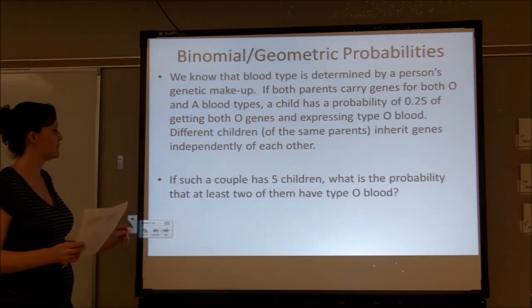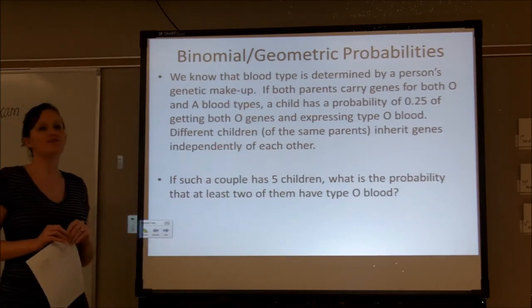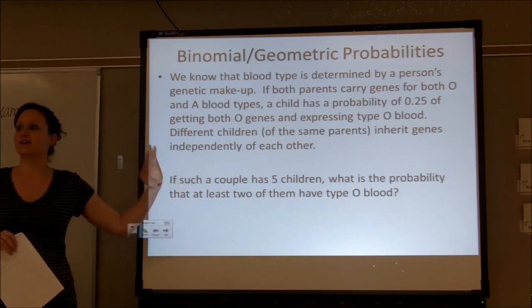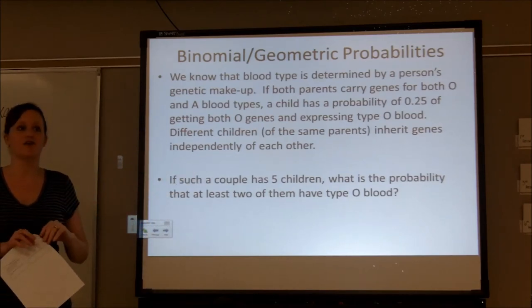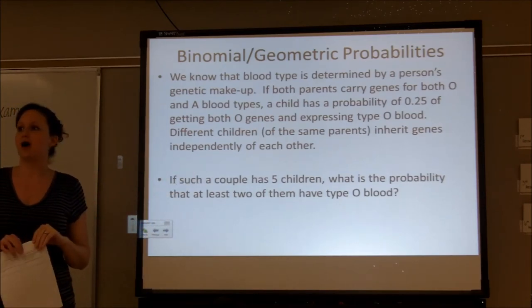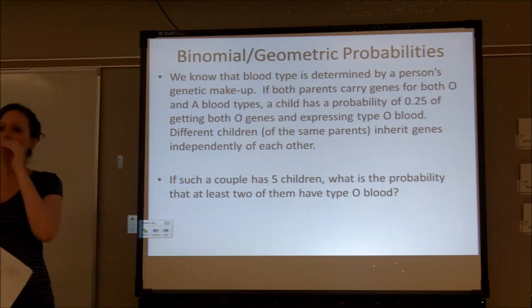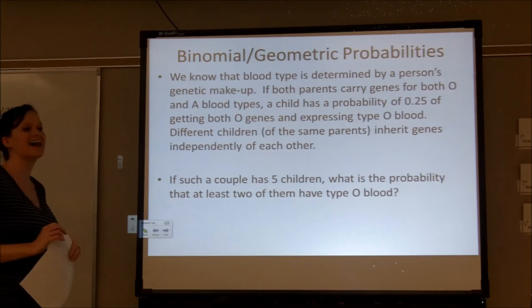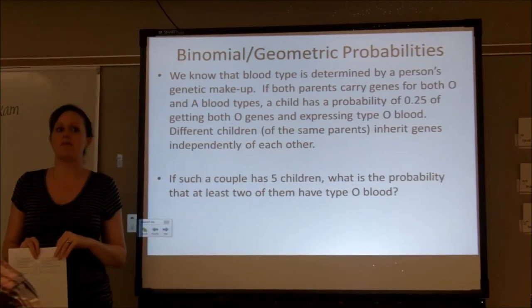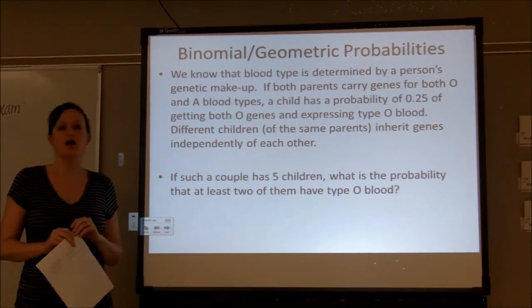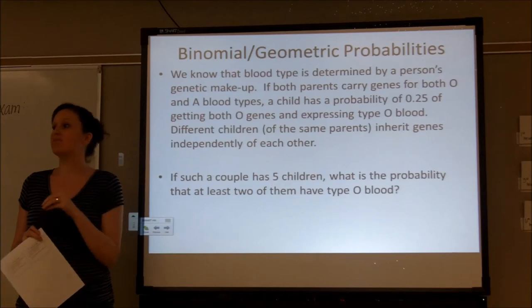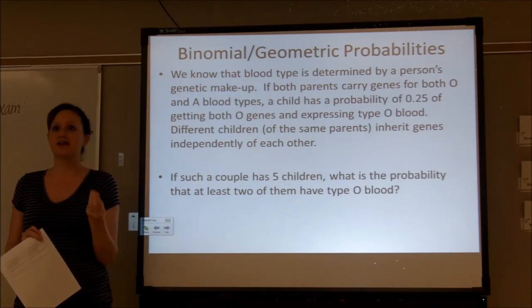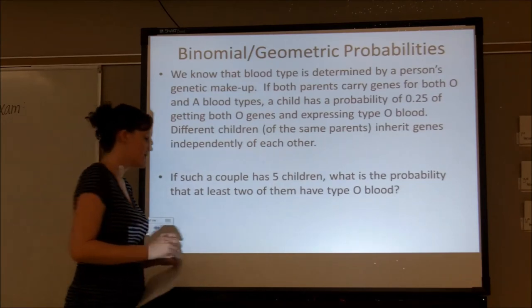All right, next question. We're just picking up where we left off. I didn't stop at a stopping point. We're still on this blood type problem. If such a couple has five children, what is the probability that at least two of them will have type O blood? So the previous problem was at most two. This is at least two.